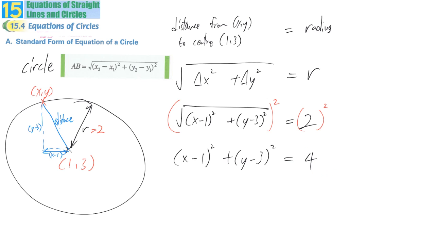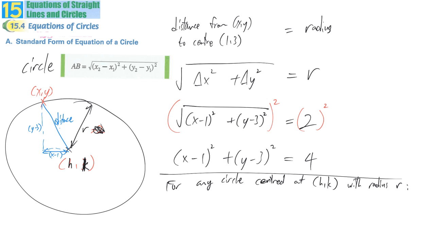So the general form, this is just one example. In general, we just let the center x coordinate be h, and then we let the center y coordinate be k. The radius is simply called r. In general, for any circle centered at (h, k) with radius r, the equation is (x minus h) squared plus (y minus k) squared is equal to r squared. This is already the equation of a circle.